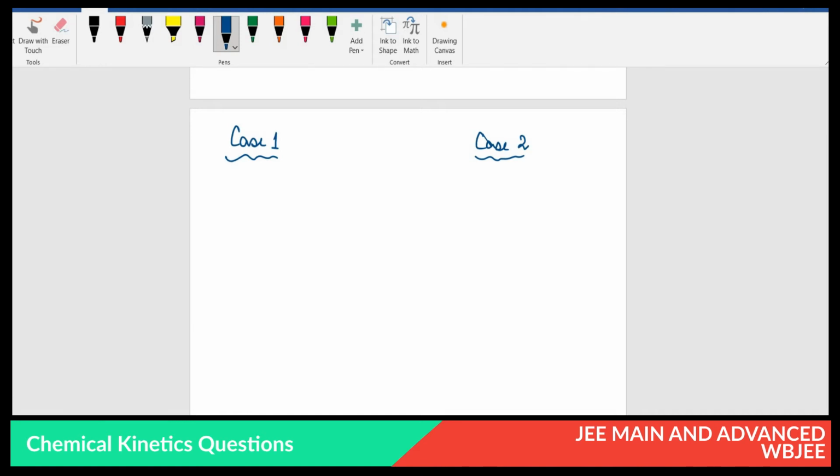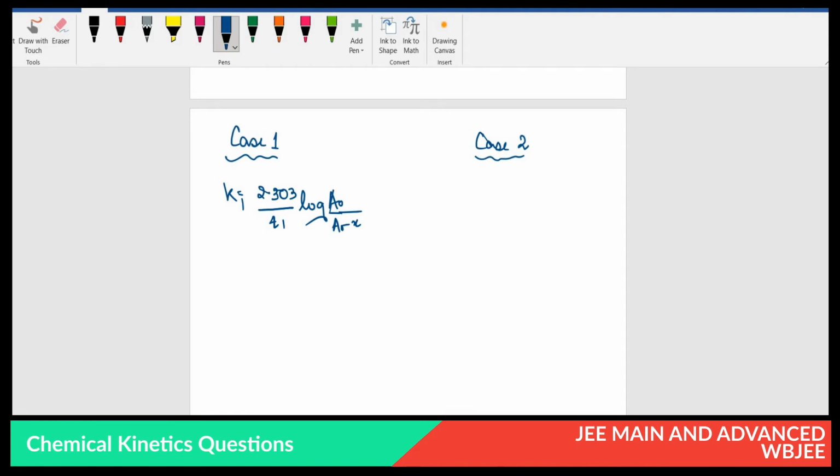Case 1 says that for a first order reaction, the time required for 10% completion. Okay, fine. So, for a first order reaction, k equals 2.303 by t log of A0 by A0 minus x, right? Now, this is going to be a very lengthy question, but the question is very, very important from your competitive exam point of view. So, let us just put it as T1 maybe and K1, right?